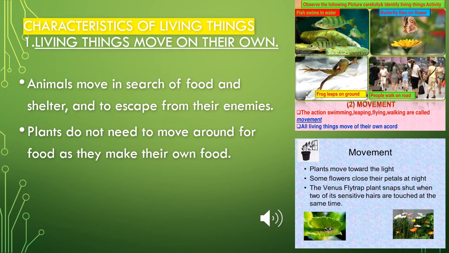Characteristics of living things. The first point under characteristics of living things is that living things move on their own. Animals move in search of food and shelter and to escape from their enemies. Plants do not need to move around for food as they make their own food. Plants move towards the light. Some flowers close their petals at night. So, this is how plants move in order to make their food.